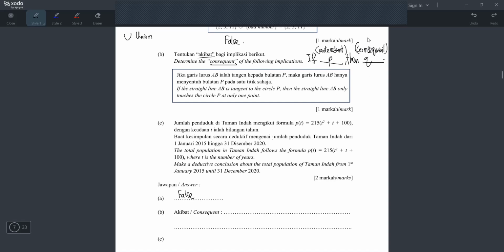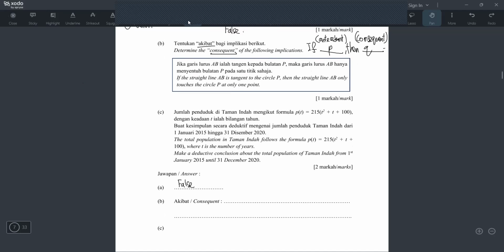Okay, walaupun so far saya tak pernah tengok trial paper 1 yang ada tanya macam ni, tapi pernah tengok. Okay, sangat rare tapi ada. So kena tahulah. Okay, let's read the question. If straight line AB is tangent to the circle P, obviously this one is the antecedent, the one I underline now. This is the antecedent. Okay, ataupun dalam bahasa Melayu the antejadian.